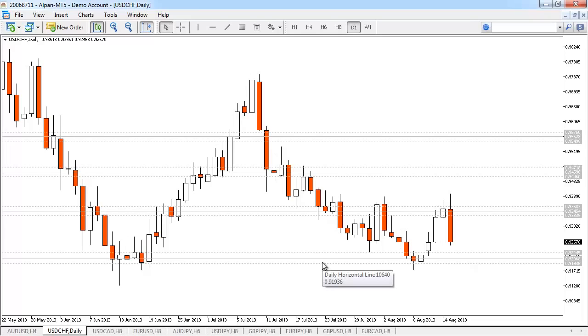Because this was a particularly tricky one. So I wanted to show you this one because it was particularly tricky, and how sometimes you have to kind of improvise with your entries. You're not always going to get a perfect wick that you can enter from. Sometimes you have to improvise a little. This is a daily chart, a USD CHF daily chart, and I'm going to highlight the trade for you guys.